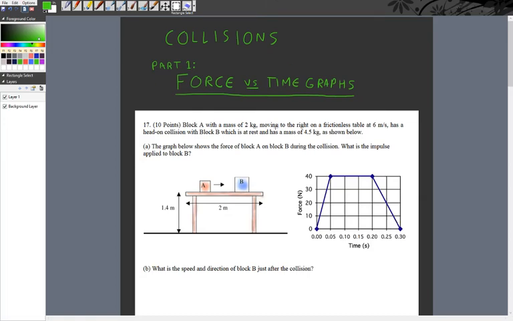Hello and welcome. Today we're going to be talking about a certain type of collision problem where you're going to deal with a force versus time graph.